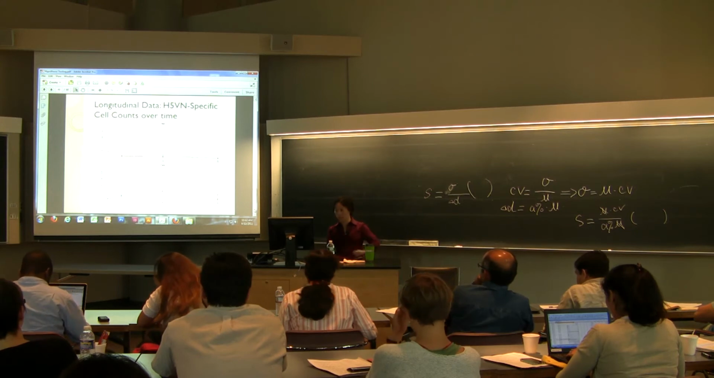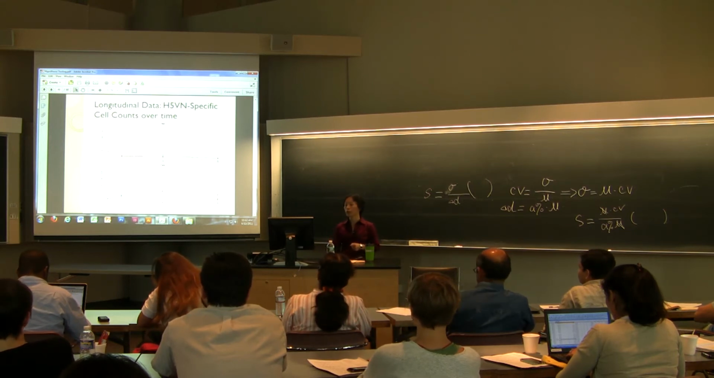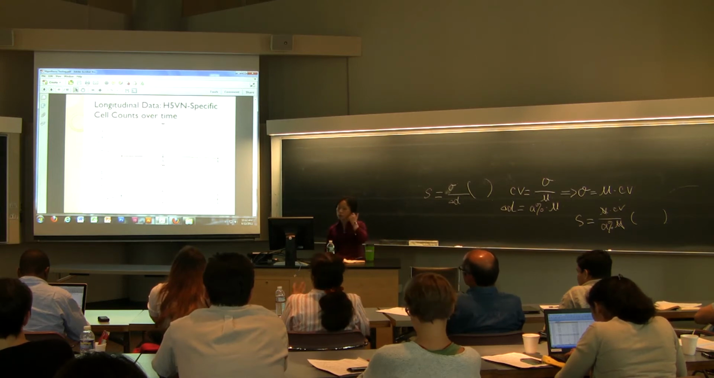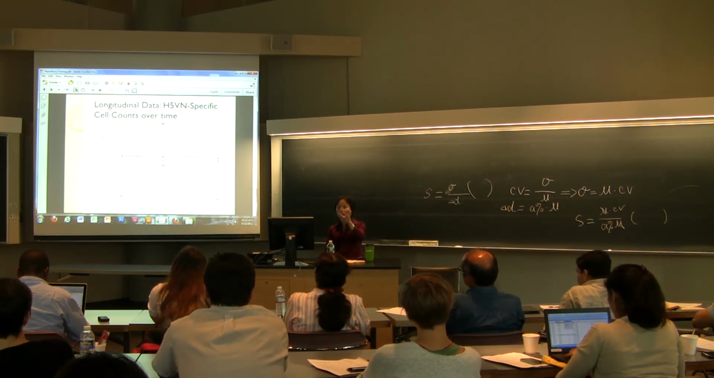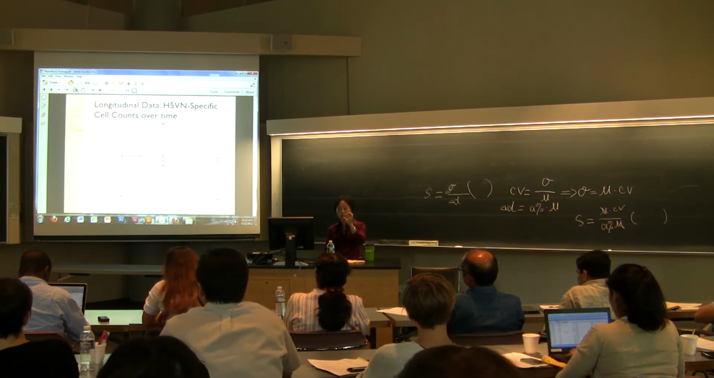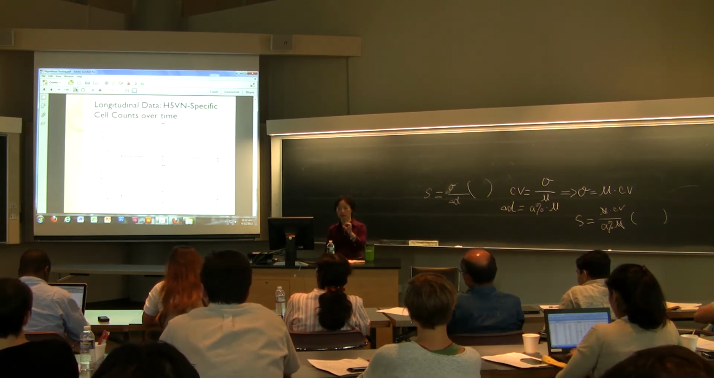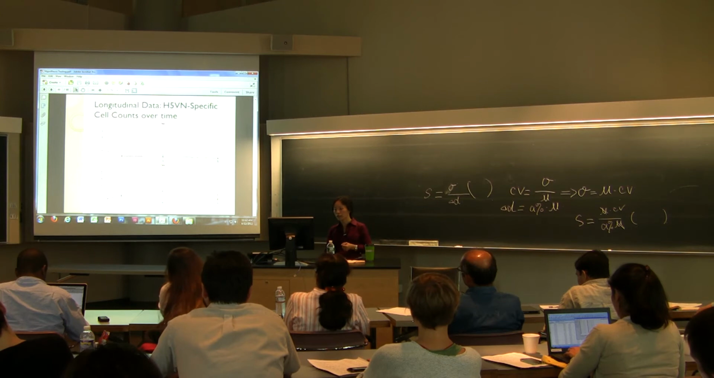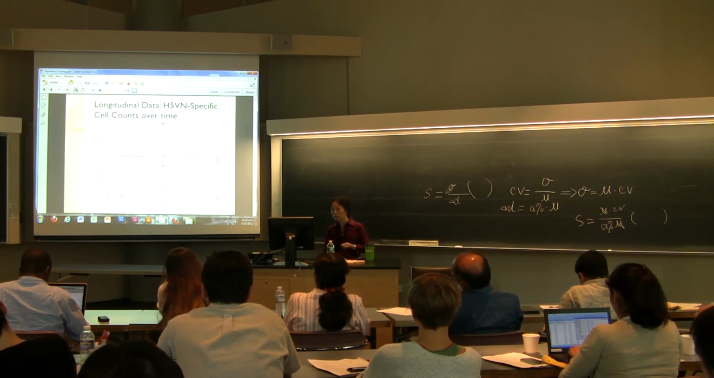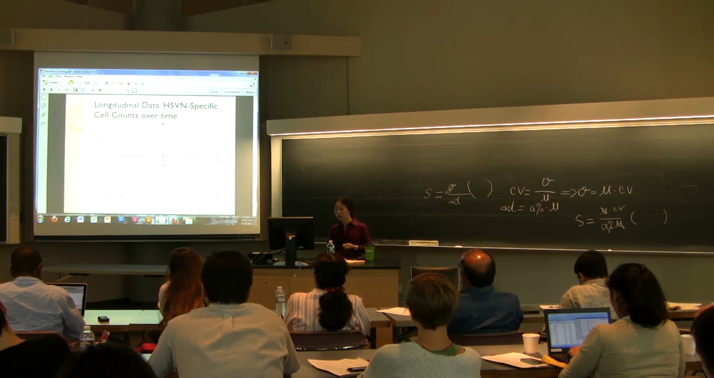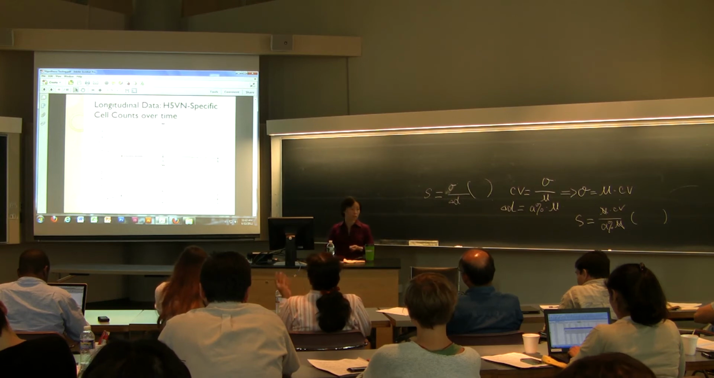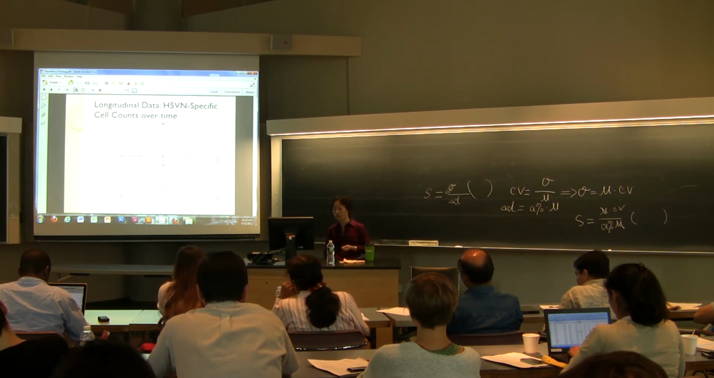Just to give one example, longitudinal data. Here we want to test the H5N1-specific cell counts over time. Here are the raw data plots. I also want to compare the cell counts to see whether pre-flu vaccination has an effect on the H5N1-specific cell counts or response. Here is the raw data for the different groups, with pre-flu vaccination or without it. You can see the variability is very big, and from the data it's hard to find whether there is a significant difference between the groups.